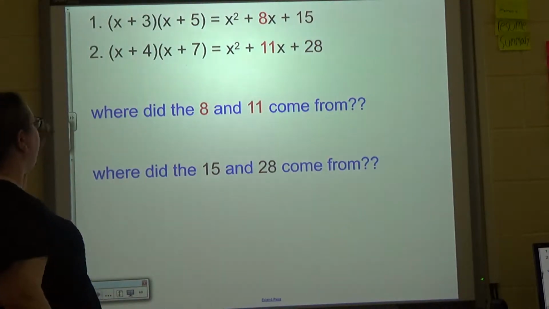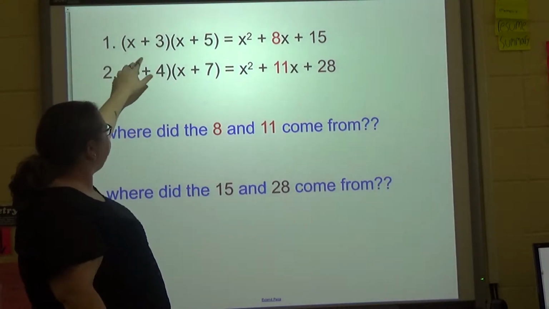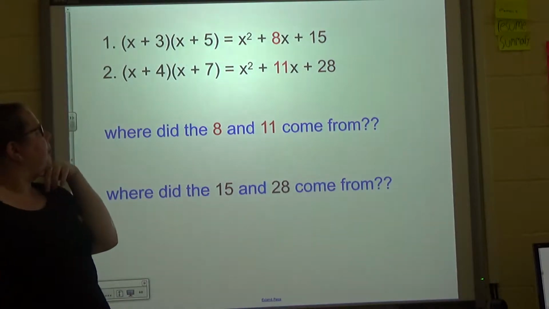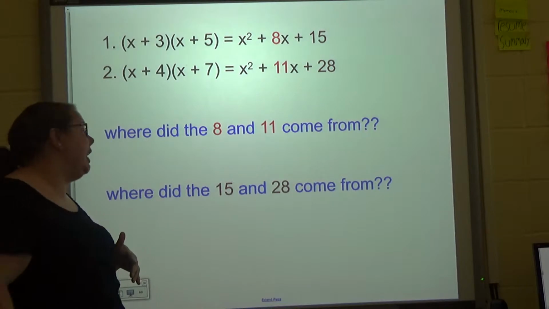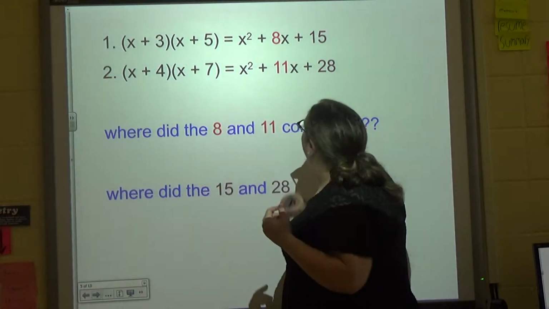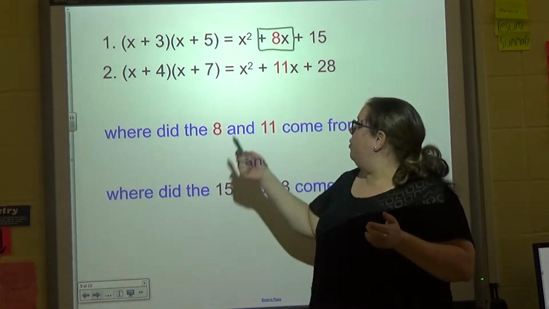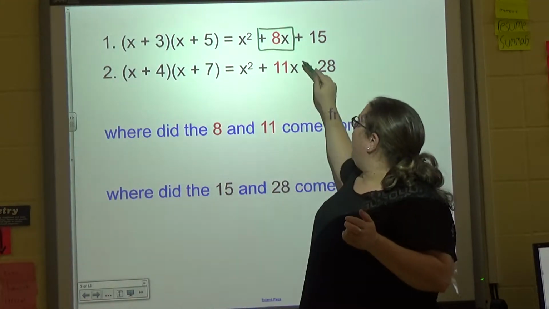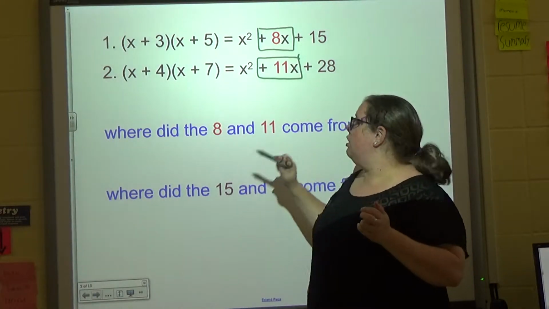Here it goes. Okay, so this was the example we did earlier. This says, where did the 8 and the 11 come from? So that middle term that we had after we multiplied, where did this number 8 come from? So hopefully you notice that it's because 3 plus 5 is 8. And the 11 came from 4 plus 7.